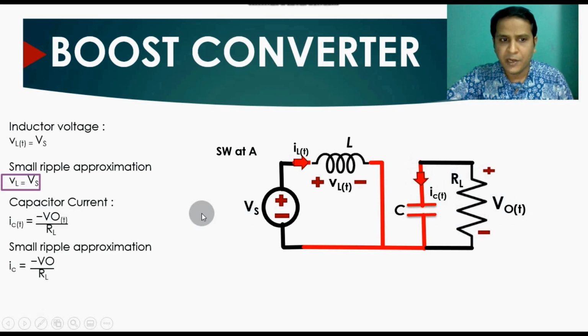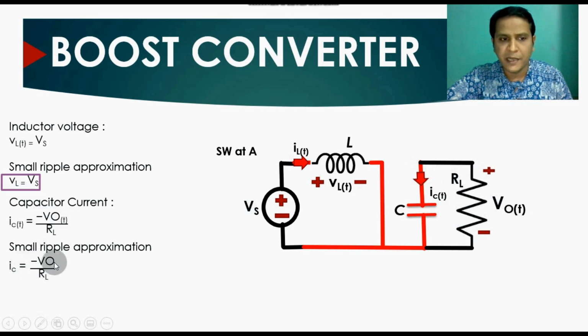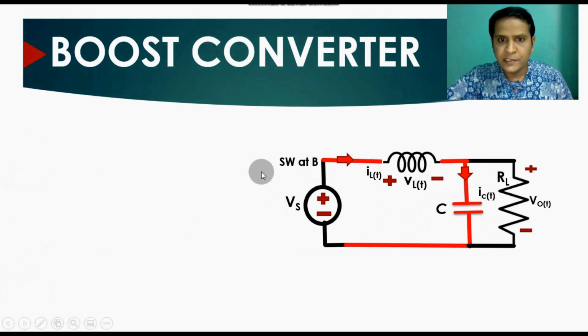If you apply small ripple approximation, you can find the capacitor current IC equals minus VO divided by RL. That means minus output voltage divided by your load resistance, and the polarity is marked here as minus, because the current is flowing in the opposite direction and you assume that your output voltage is plus here and minus here. So this is the inductor voltage and capacitor current when your switch is at position A, that means when your MOSFET is turned on. Now when your switch is at position B, that means your MOSFET is turned off.